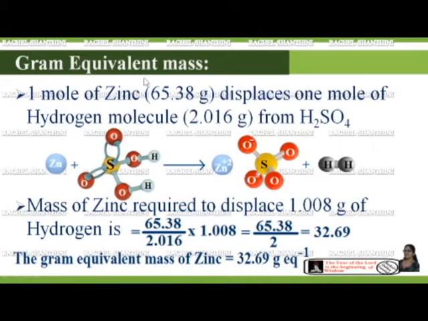But the definition of gram equivalent mass tells us the element displaces 1.008 grams of hydrogen. So we need to find the mass of zinc required to displace 1.008 grams of hydrogen. For that calculation, we divide 65.38 by 2.016 and multiply by 1.008, which gives the answer 32.69. This is the gram equivalent mass of zinc: 32.69 gram per equivalent.